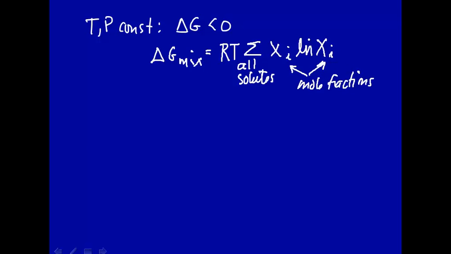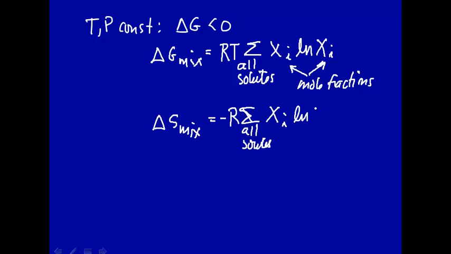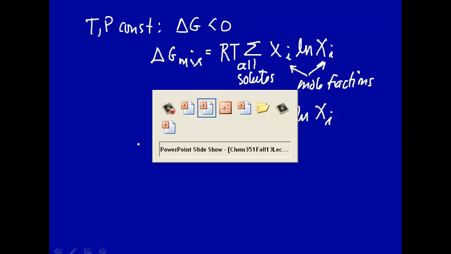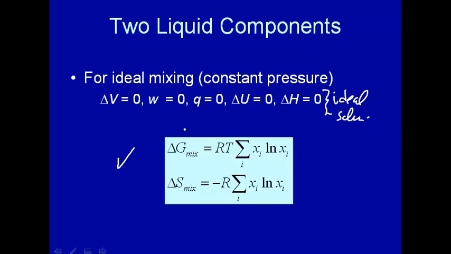And you could refer back to our discussion for ideal gases to figure out where this comes from. And also the entropy, delta S of mixing, is just minus R times the sum over all solutes of the mole fraction of that solute times the natural log of the mole fraction of the solute. Again, almost exactly analogous to the ideal gas case where you're mixing two gases. Okay, so that's what happens.